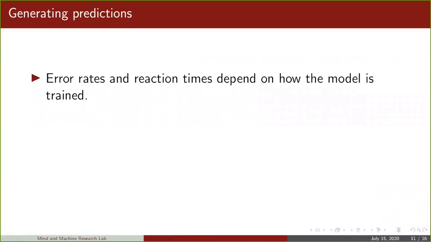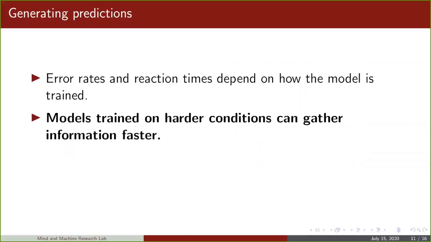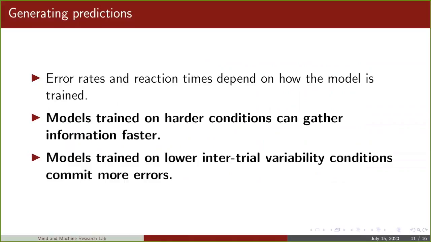Okay, so to conclude, we can generate predictions using the model, and these are related to how we train them. In essence, models that are trained on harder conditions will gather information faster when tested on the same condition. And models that were trained on lower intertrial variability will react at the same speed, but will commit more errors than the ones trained on higher intertrial variability. And these are predictions that we can later test on humans. We haven't done so because of COVID.